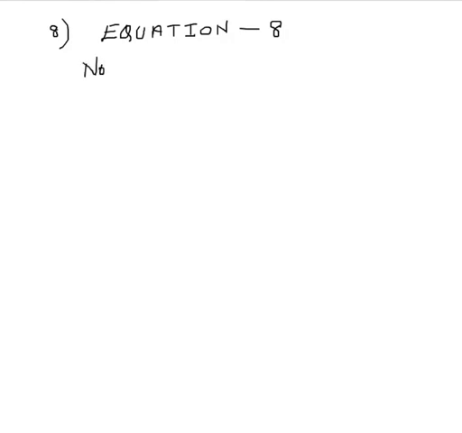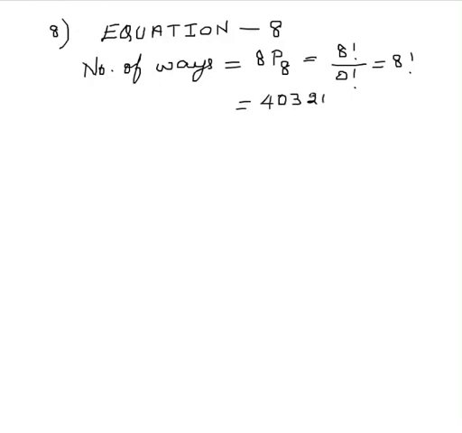We have to make use of all 8 letters. So number of ways is equal to, 8 letters are given and make use of all 8 letters and arrange. So 8P8 is the formula, which is 8 factorial divided by 0 factorial. 0 factorial value is 1 and 8 factorial is 40320.